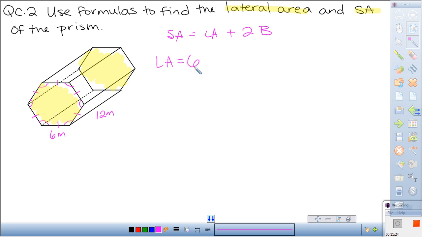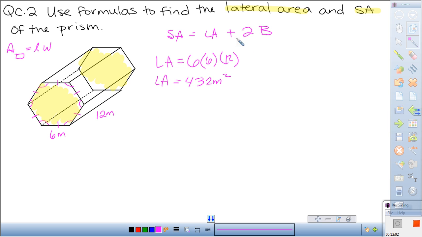So I have 6 times the area of each rectangle. Again, to find the area of a rectangle, you just do length times width, and I know the length and the width are 6 and 12. So I'll do 6 times 12, and that will give me the area of each rectangle. And again, I'm multiplying it times 6 so that I can end up with the area of all my lateral faces added together, my lateral area. When you multiply that together, you get 432 meters squared. So there's our lateral area.